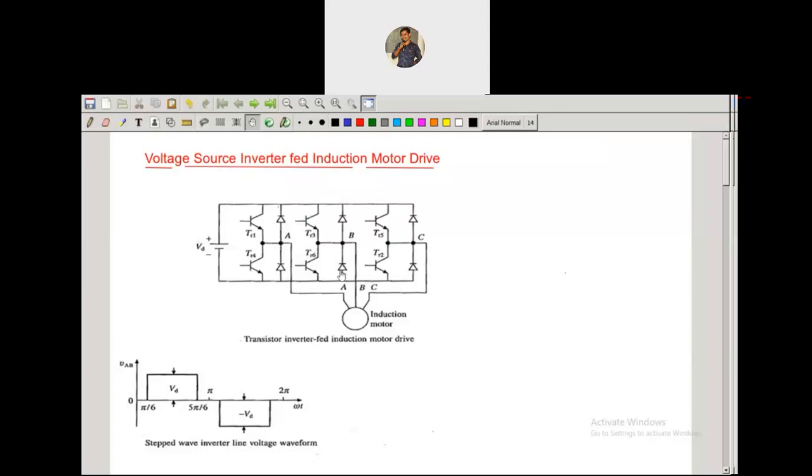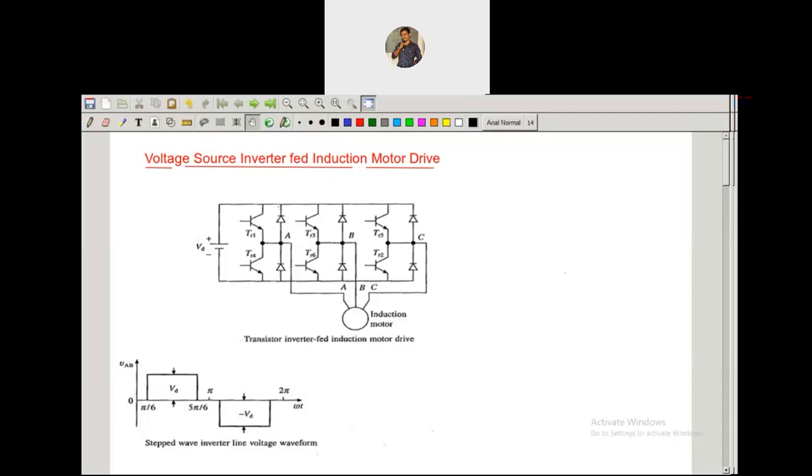And one more important point here. We can operate the induction motor drive in two modes of operation. We can operate in the stepped wave inverter operation, where we get a stepped wave output from the voltage source inverter, and also we can operate the induction motor with pulse width modulation mode, right? So we'll see first the stepped wave mode of operation, and how we are going to get the variable voltage and the variable frequency.